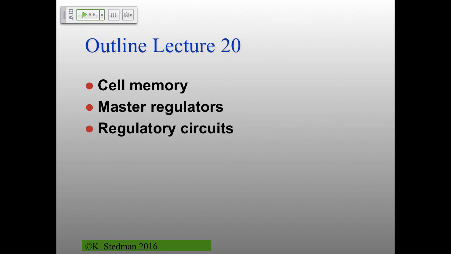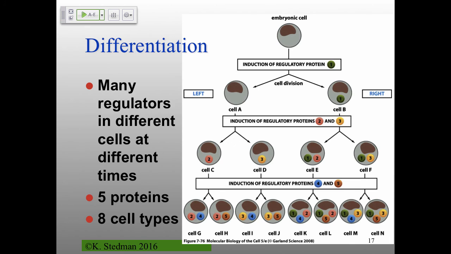So today we'll talk a little bit about cell memory, and then mostly about so-called master regulators. These are the really important gene regulatory factors that are important for not just regulation of single genes, but whole different gene cascades. And if we get to it, we'll talk a little bit more about regulatory circuits toward the end.